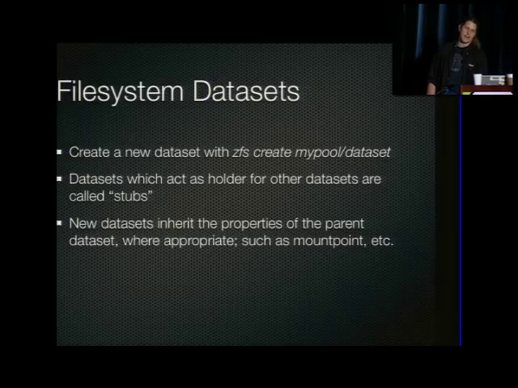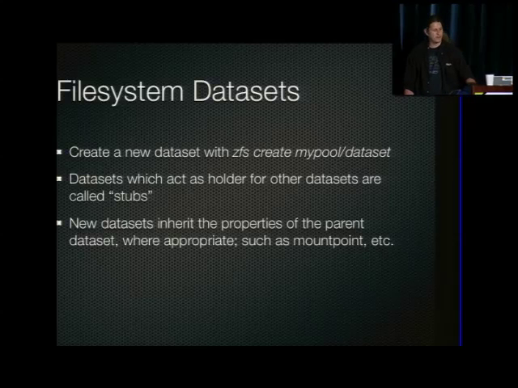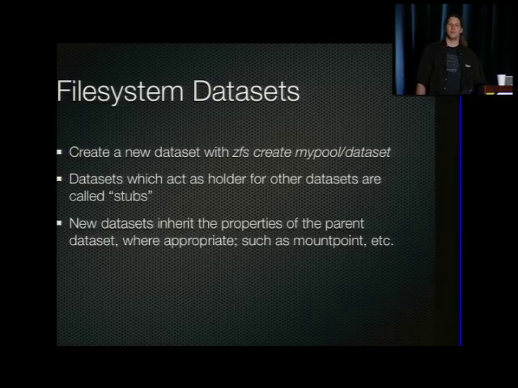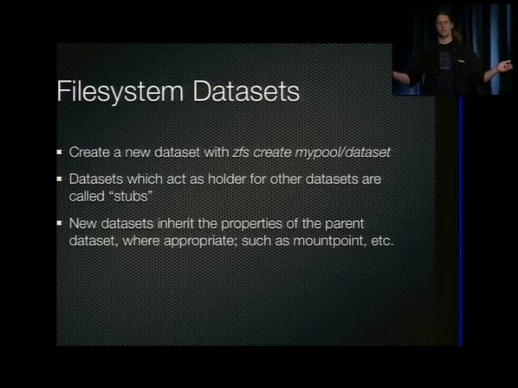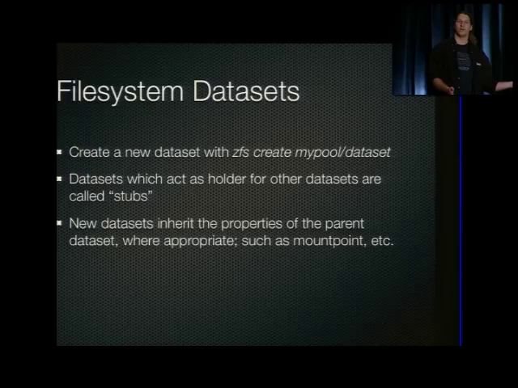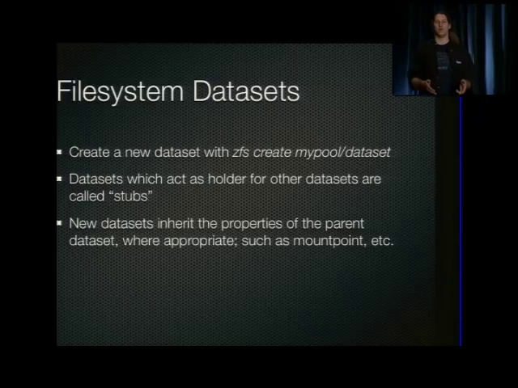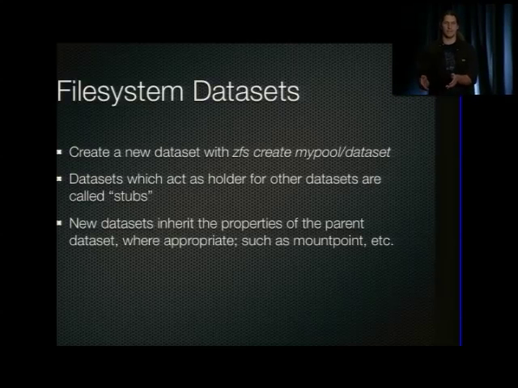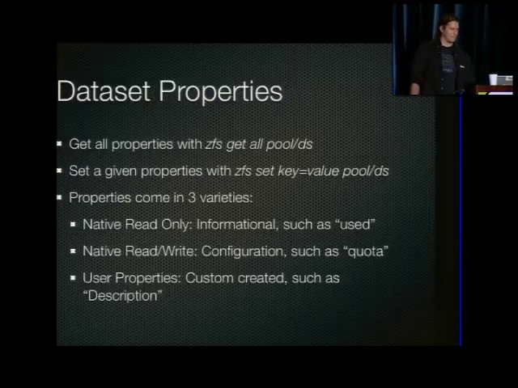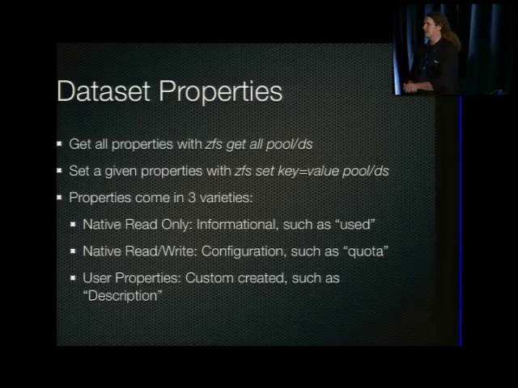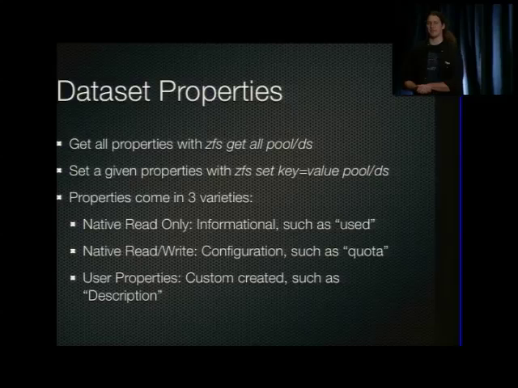And new datasets inherit certain properties from their parent dataset, known as inheritance, where appropriate. One such example would be mount point. So if you create a dataset called pool/home, and you create a dataset called pool/home/ben, it's actually going to pick up the same mount point and do the right thing. So dataset properties, and this is where most of the fun in ZFS comes from, is these dataset properties.